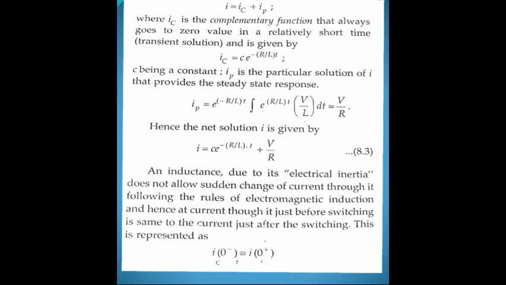An inductance, due to its electrical inertia, does not allow sudden change of current through it, following the rule of electromagnetic induction. Hence, the current through it just before switching is the same as the current just after switching. This is represented as I at 0 minus is equal to I at 0 plus. It is a property of an inductor that it opposes the flow of current suddenly. It means it opposes sudden change in current.